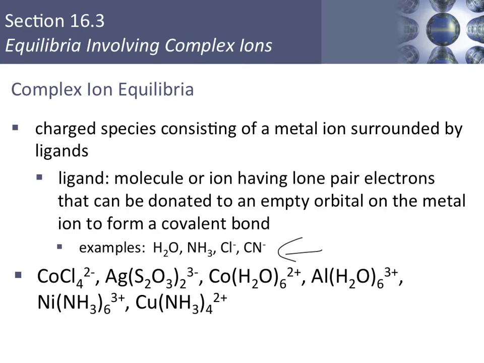And if you take water, for example, we've got a couple of lone pairs, and a lone pair then would be donated to an empty orbital on a metal ion. Here you see some examples of some complex ions. Notice quite a few of them have water in them. And notice how they have an overall charge because they are ions.